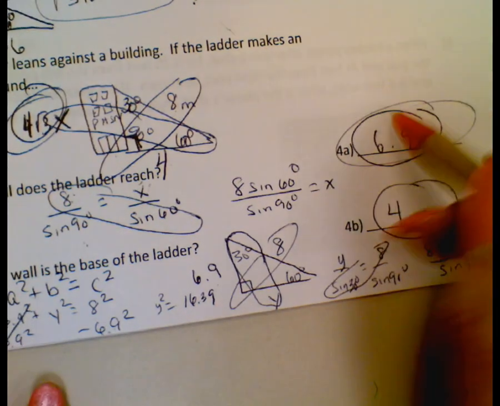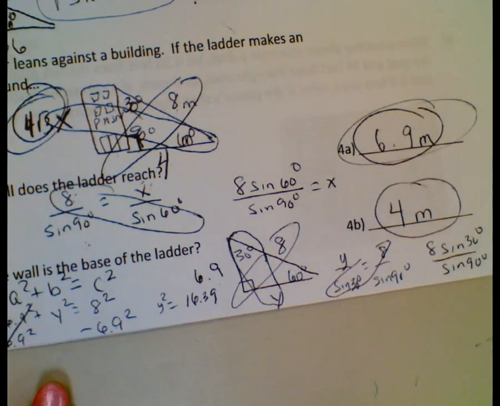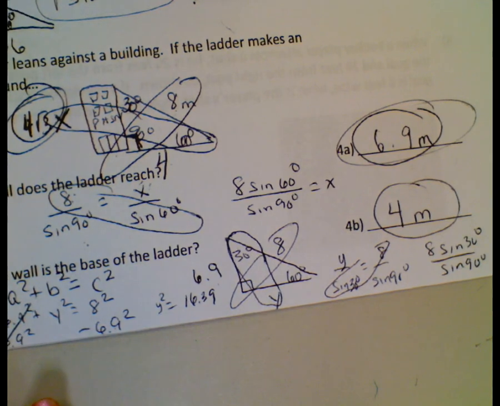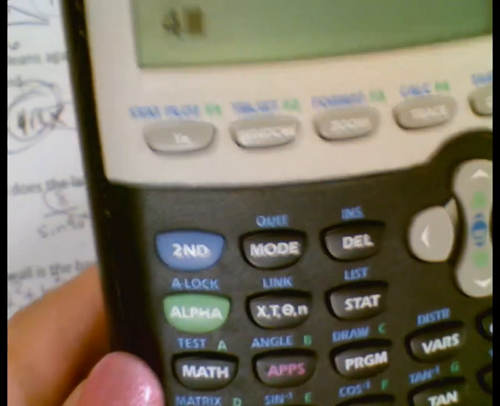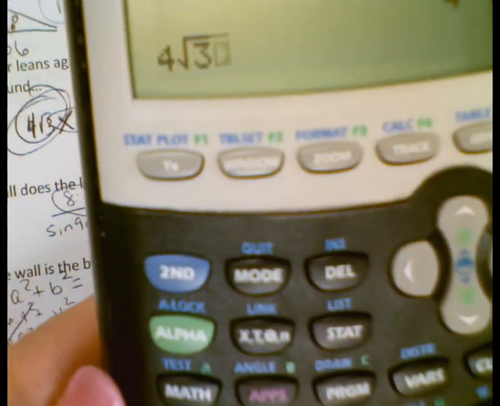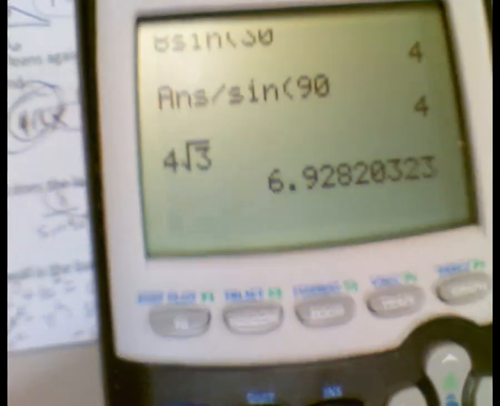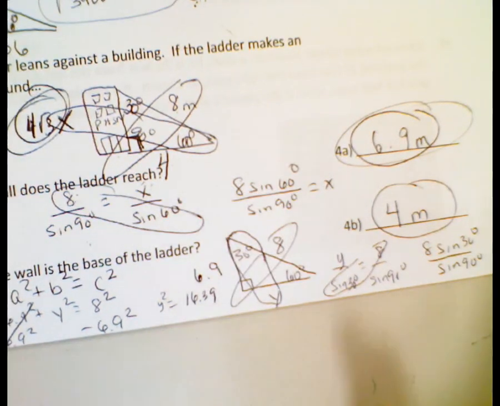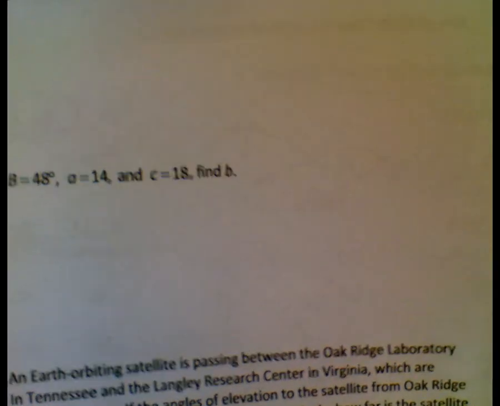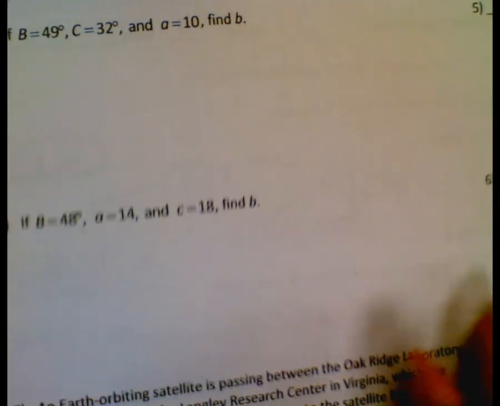Did anyone try 4 radical 3 and punch it in the calculator to see if it's this decimal? 4 radical 3 should be 6.9. Is it? 4 radical 3? 6.9? So you guys could have done that problem without work. Who's going to remember that on the test that you don't have to do any work for that problem? If I give you the hypotenuse, half of it is the short leg. All right, next page, page 2.